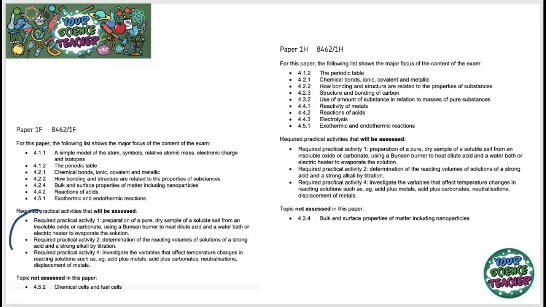I'm going to start looking at these 3 required practicals, and the 3 required practicals on this paper are actually the same for both higher and foundation, and same with most of the bullet points as well. So there is a lot of overlap between the higher and foundation topics for chemistry.